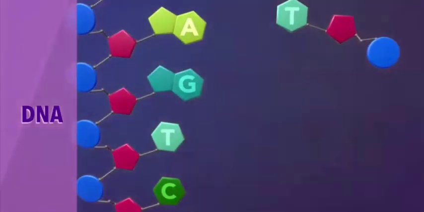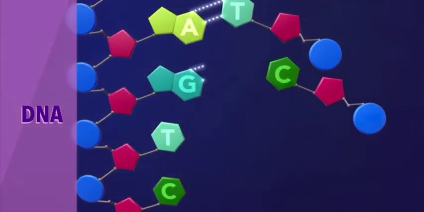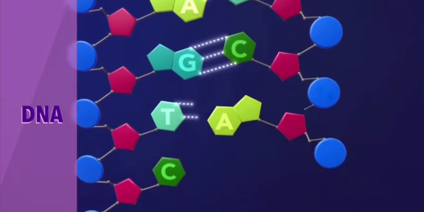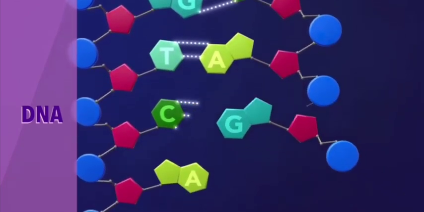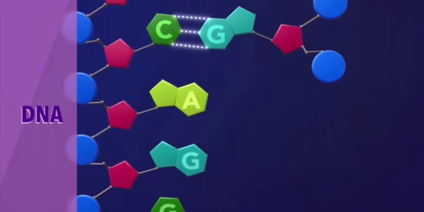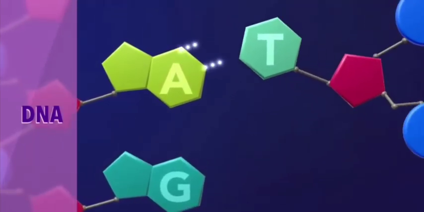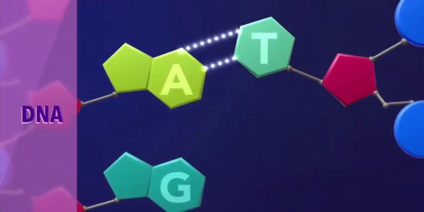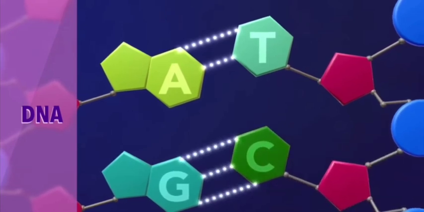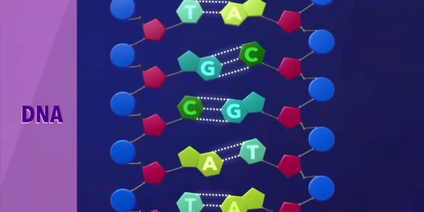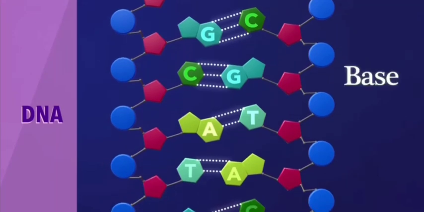When nucleotide bases connect through hydrogen bonds, it's important to know that the bases always pair up with the same partners. Adenine only pairs with thymine, and guanine only pairs with cytosine. This is called the base pair rule.